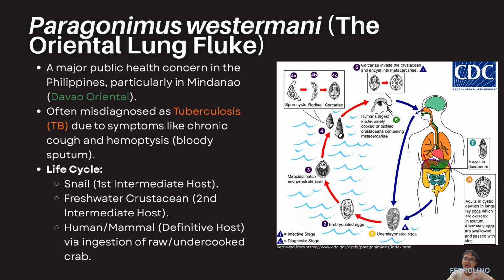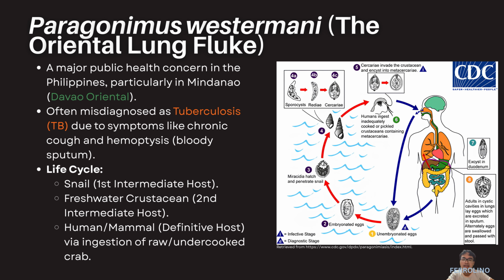A core fact highlighted in the paper is the clinical mimicry between paragonimiasis and pulmonary tuberculosis, or TB. Both conditions present with chronic cough, chest pain, and hemoptysis, referring to the expectoration of blood. Because the Philippines is a high burden TB country, patients in rural Mindanao are frequently misdiagnosed and placed on anti-TB medication, which is ineffective against trematodes.